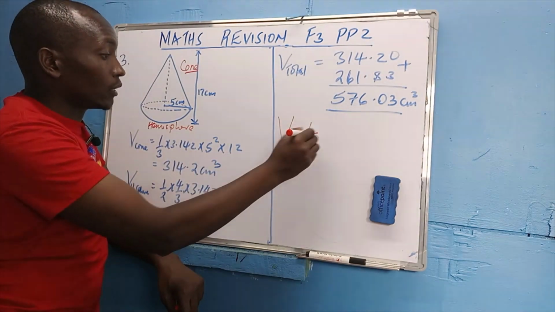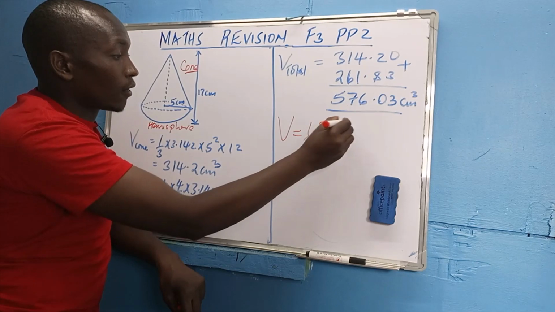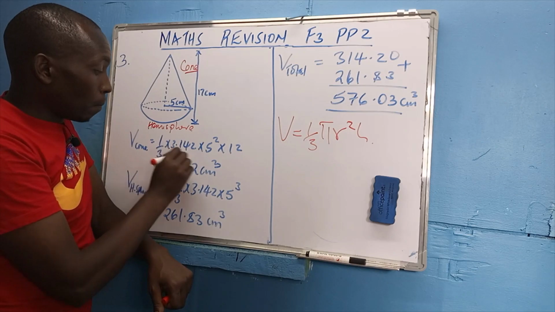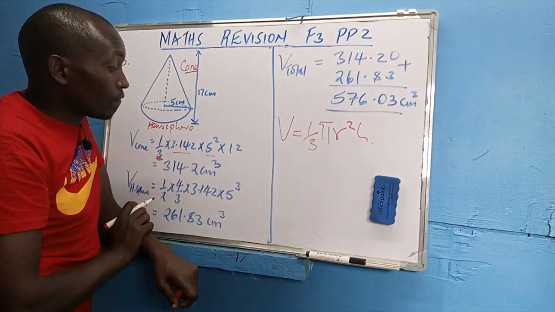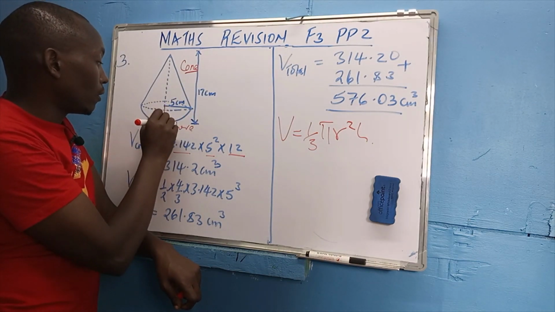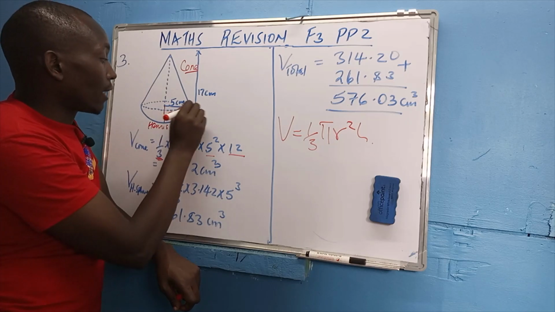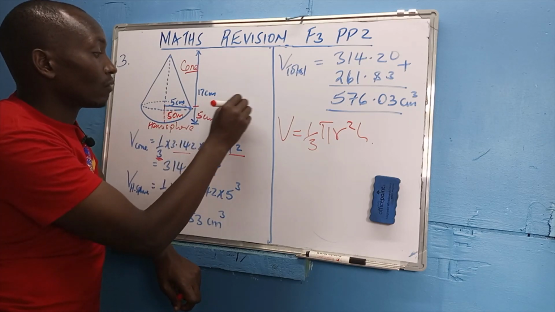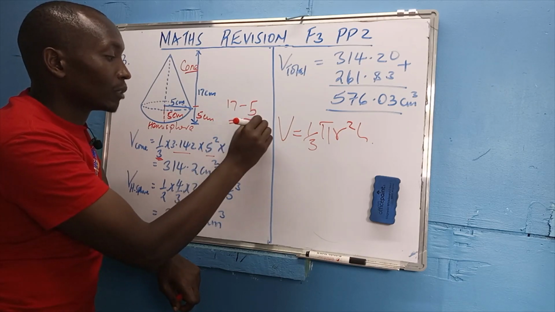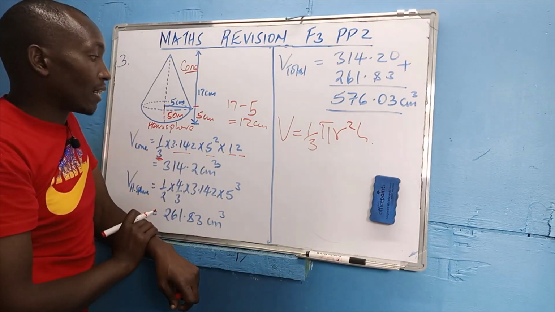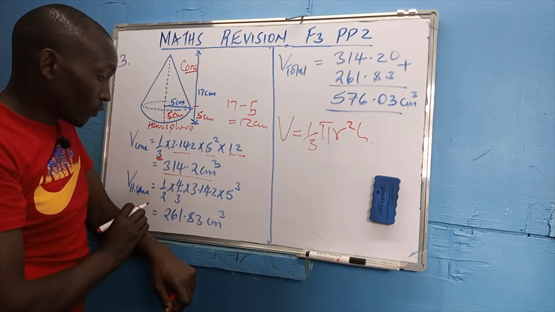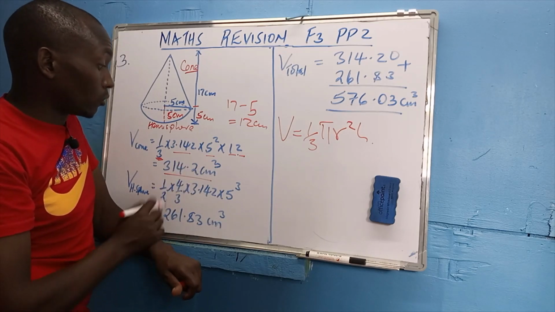Actually, it's a toy. So we start with a cone. The volume of a cone is given by a third pi r squared h. So it is a third pi, our radius is 5 squared times the height. Remember the height of the cone, so I'll have to subtract 5 centimeters. 17 subtract 5, that is 12 centimeters. So that's why I'm multiplying by the height of the cone, 12. So if I do that, I'll get 314.2 cubic centimeters.